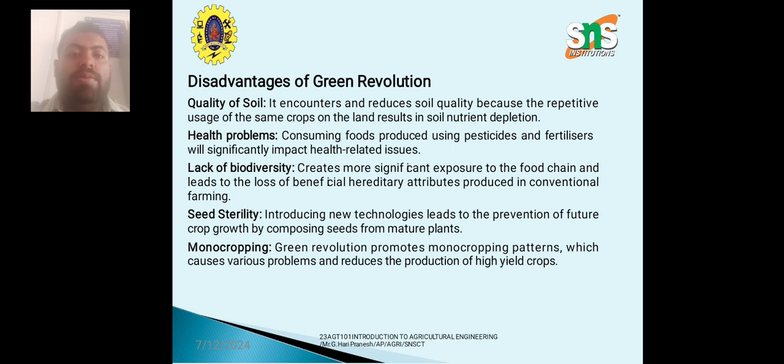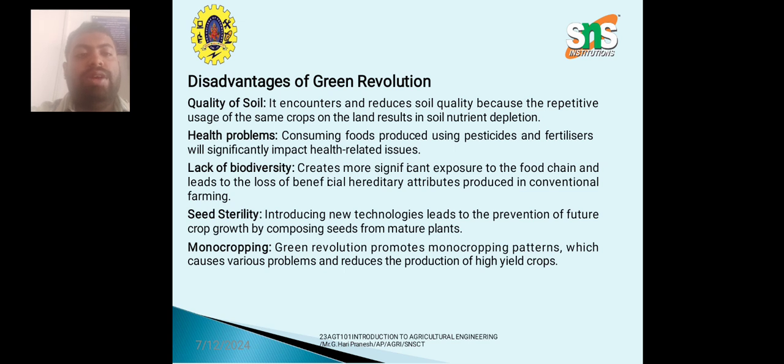What we are saying is that many birds and animals will be eating this because of these chemicals and pesticides. It creates more significant exposure to the food chain. It causes loss of beneficial hereditary attributes produced in conventional farming. In normal conventional farming, even though the birds and animals come and eat and go, nothing will happen. But because of this pesticide and fertilizers, it may cause it. It also leads to death of the fauna, which causes disruption in the food chain, and which will lead to lack of biodiversity.